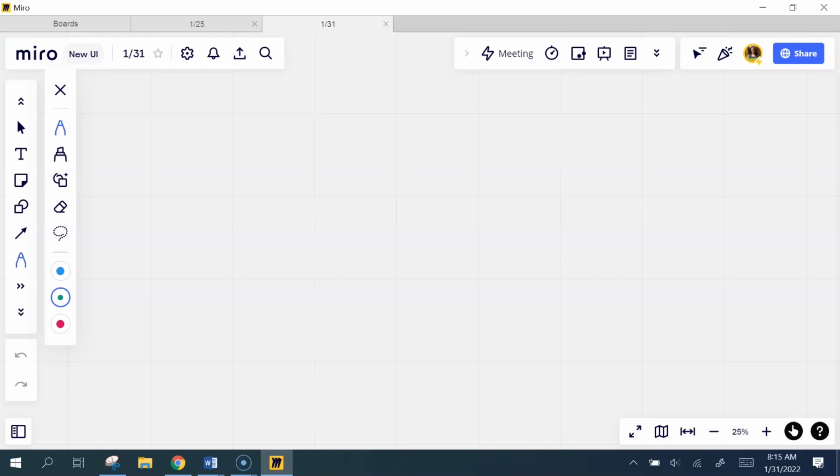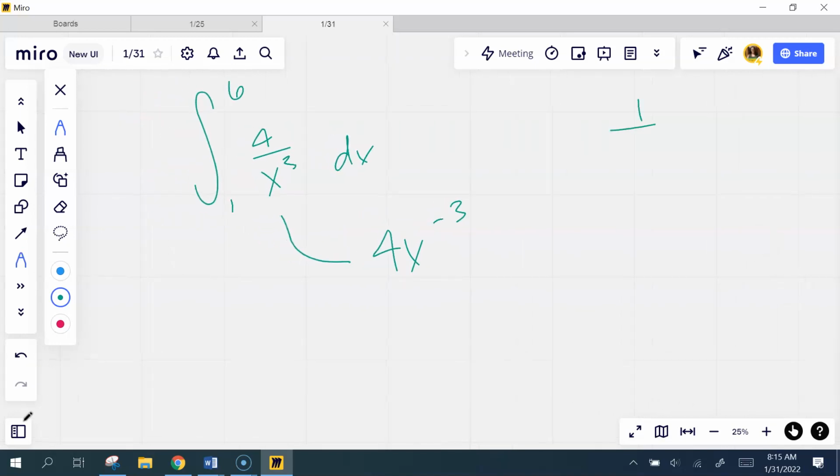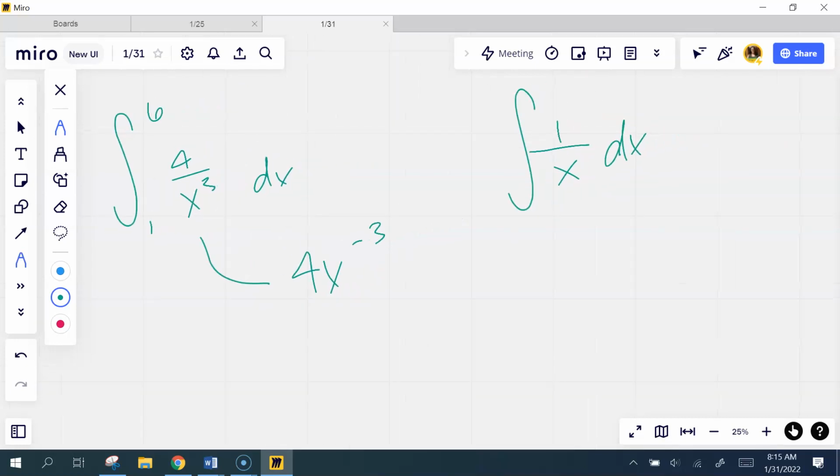So the biggest problem with number one, if you struggled to find the integral there: what do we have? 4 over x cubed. I would have made this 4x to the negative 3 so that I could add 1 to the exponent and so on. The only exception would be if you had 1 over x. What's the antiderivative of 1 over x? Natural log. I put the plus c there.